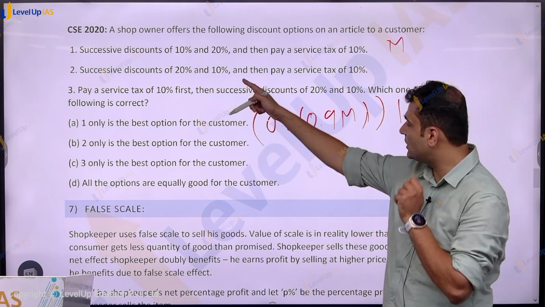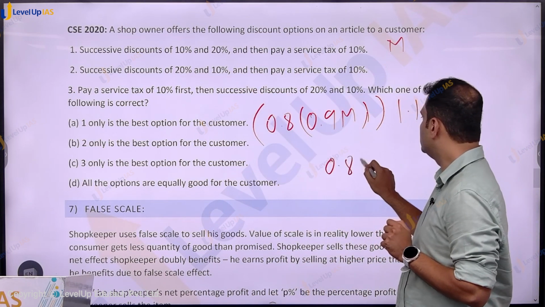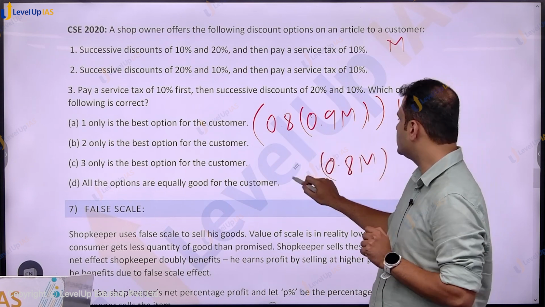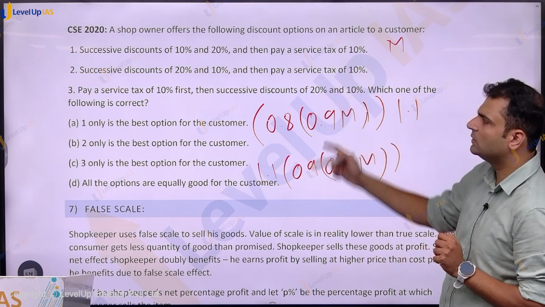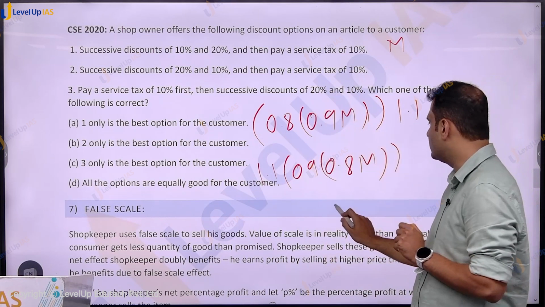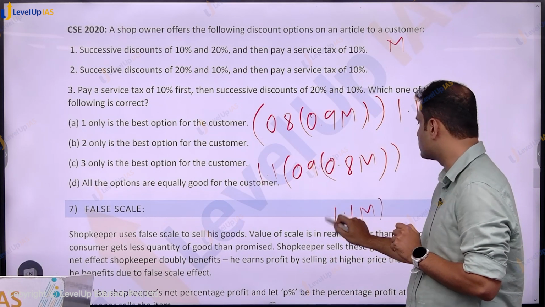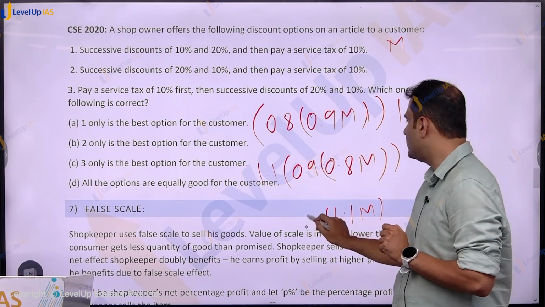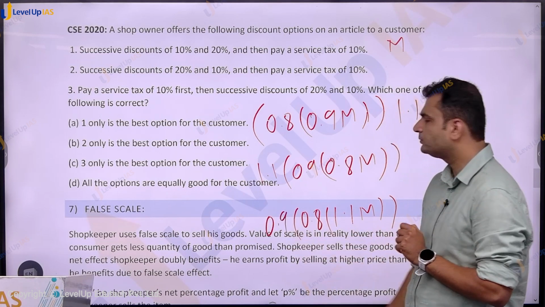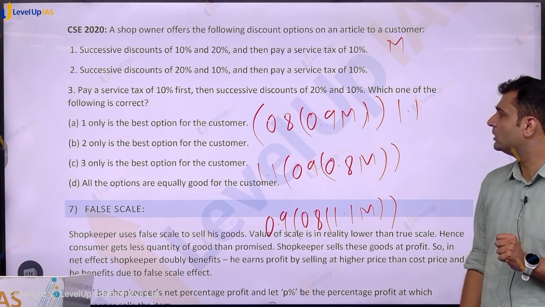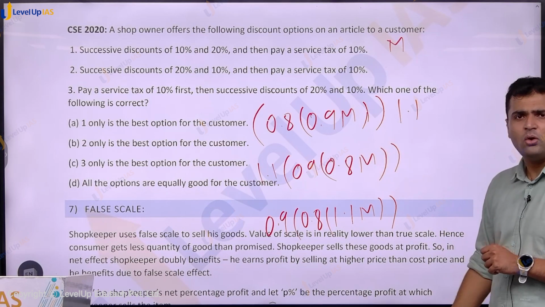Option number 2, a discount of 20% first, then you have 10%, and then you have 1.1 service tax. Third option, first service tax 1.1 M becomes first, then a discount of 20%, and then a discount of 10%. Question is, which option is best for the consumer? Now if you look at it, all options are the same.